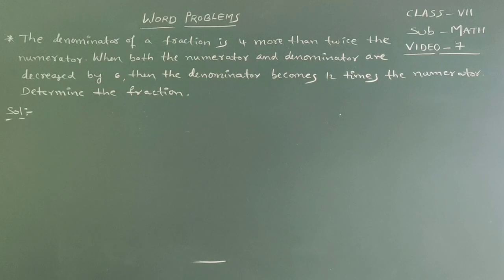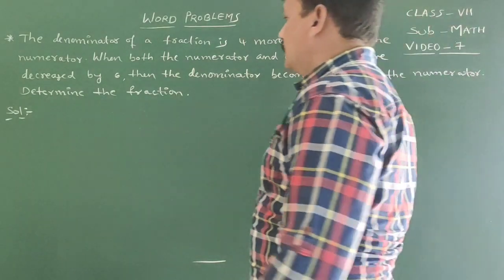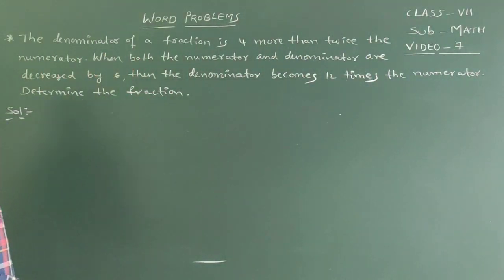Next problem. The denominator of a fraction is 4 more than twice the numerator. When both the numerator and denominator are decreased by 6, then the denominator becomes 12 times the numerator. Determine the fraction.